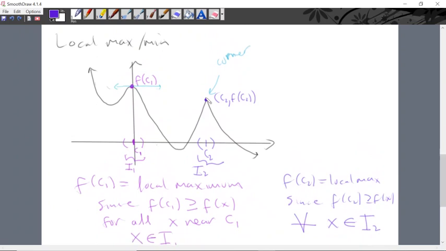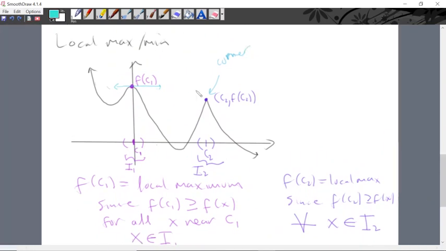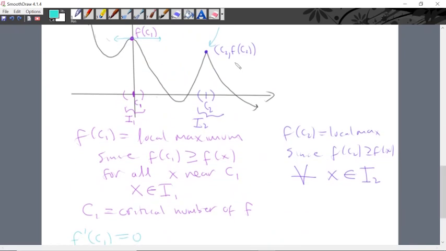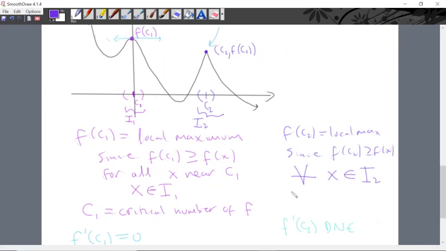What do we notice about the derivative at that point? Because this is a corner, the derivative does not exist there. So f prime of C2 does not exist, and C2 is a critical number of the function f.